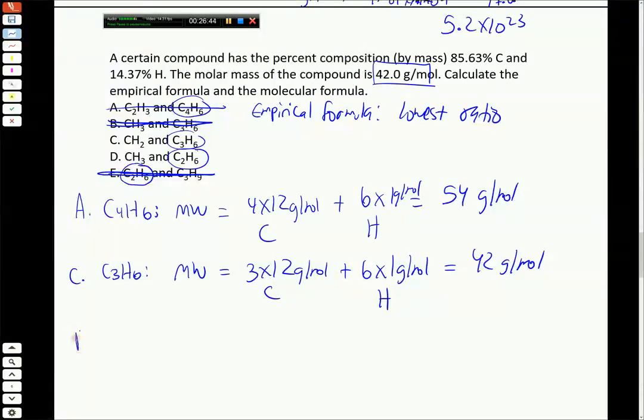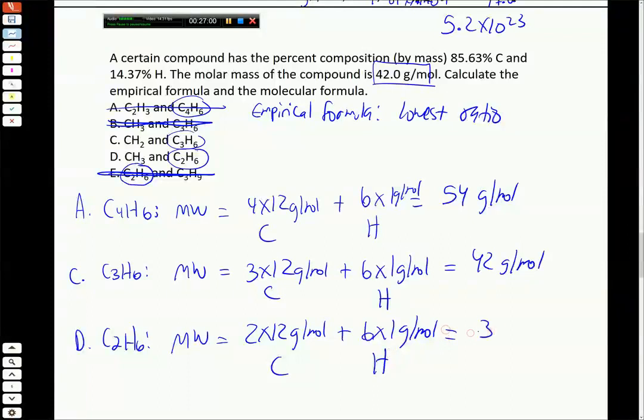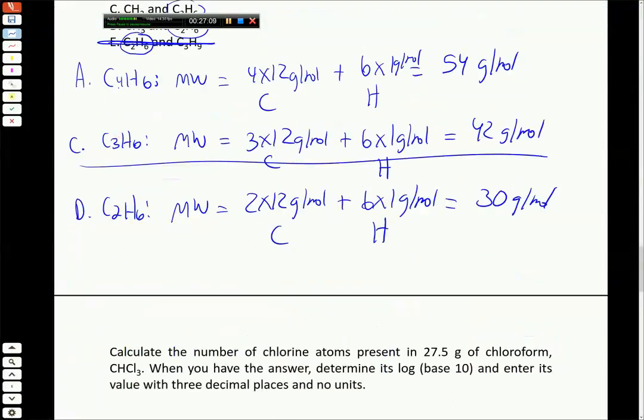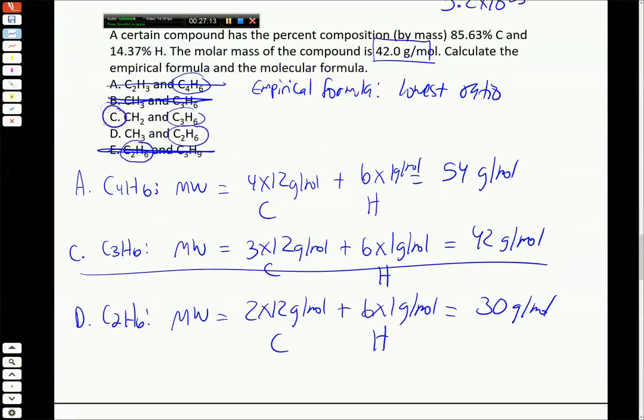If we do C2H6, the molar mass, 2 times 12 grams per mole for carbon, plus 6 times 1 gram per mole for hydrogen, would be 30 grams per mole. So choice C is the only one where the molar mass matches what we're told it is. So that's going to be our answer. That ends up being a simpler problem. We didn't even have to figure out the empirical formula, because only one of them has the situation where the empirical formula and the molecular formula match each other, and the molecular formula matches the molar mass.